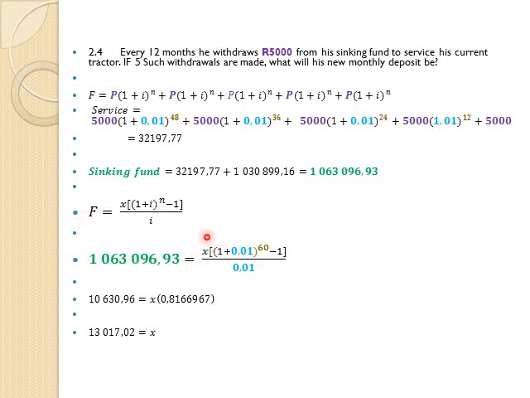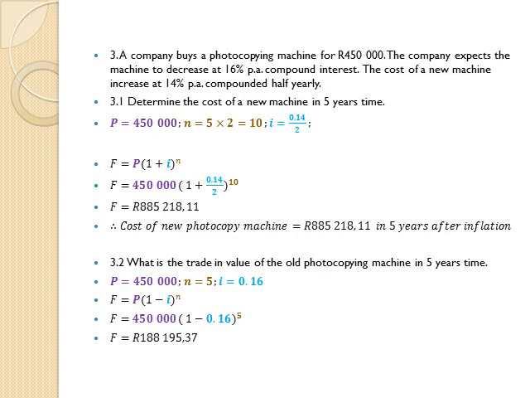1,063,096.93, I is still 0.01, and n is 60 minus 1 over that. That times 0.01 will give me 10,630 rand 96. That simplifies to 0.8166967. This divided by that, his new monthly payment would be 13,017 rand 2 cents. Right? So there, that's including the service. Very smart choice. Let's look at the second sinking fund problem.